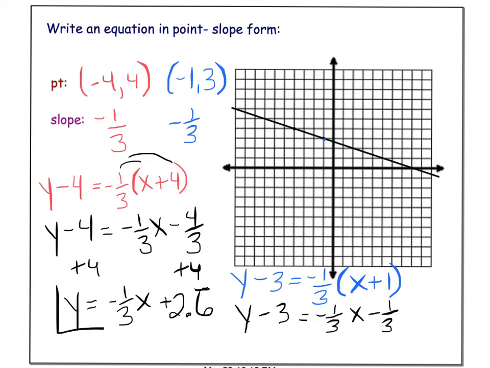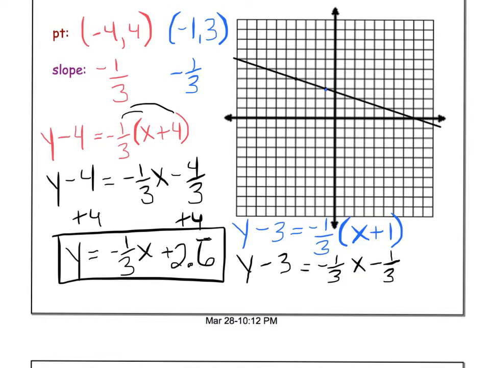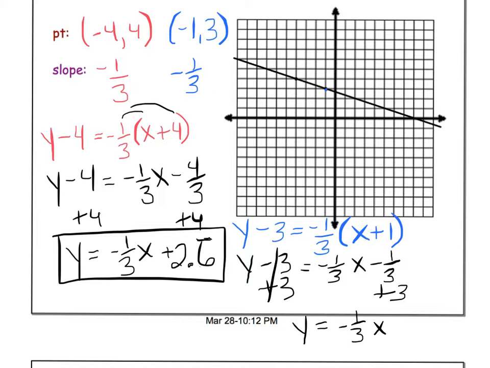Okay, so there's the equation for my red one converted into slope-intercept form. I'm going to do the same for my blue one, finish it up by adding 3 to both sides. These cancel and you get y equals negative 1/3 x, and then I have a positive 3 minus 1/3. And that's 2 2/3 again, which converted into a decimal form is this.